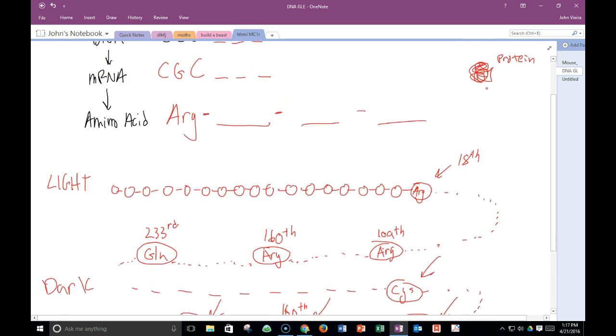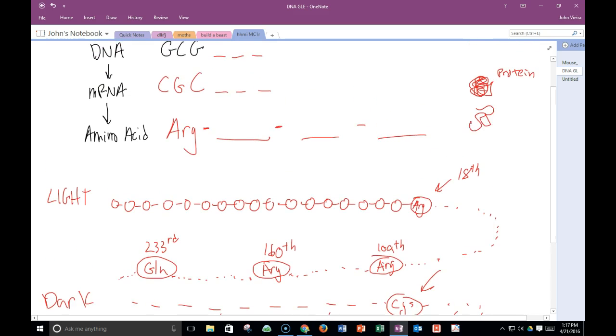So when this protein folded up, it's going to fold up totally different. It's going to have a different shape, the protein in the dark mice versus the protein in the light mice. And now this is going to reflect a lot of light. This one is not going to reflect light because of its shape.